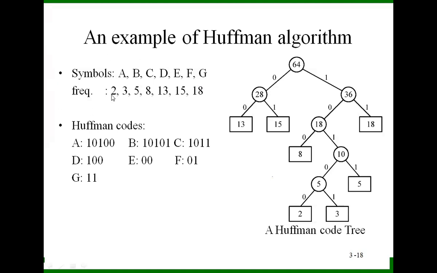Suppose the frequency of occurrence of the characters is 2 times, 3 times, 5 times in the message. For example, A occurs 2 times, B occurs 3 times, C occurs 5 times, D occurs 8 times. So like this, the frequency of occurrence of the characters is this many times. Just check it in the Huffman coding algorithm.